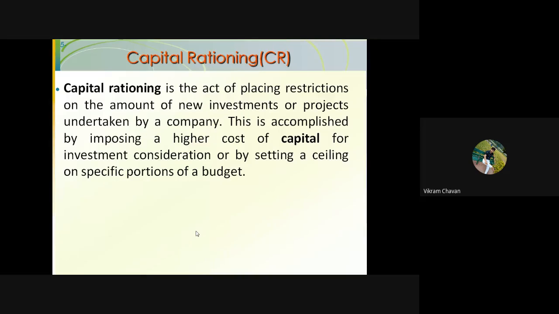Okay, so the next criterion is nothing but capital rationing. Capital rationing. Please note down the criterion.